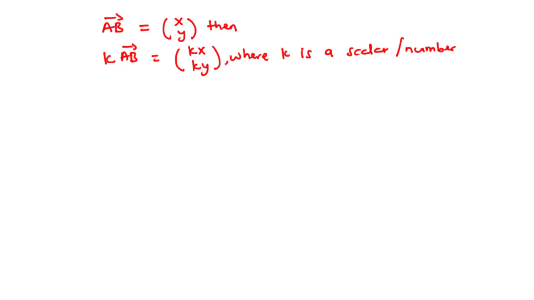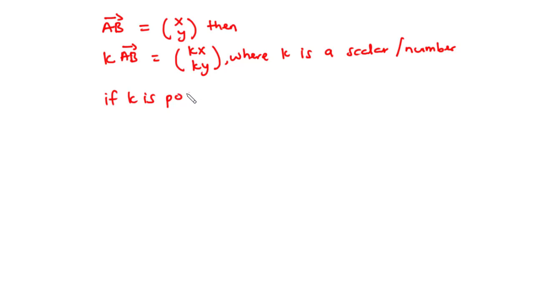So basically, if you want to find the scalar multiple of a vector, you only multiply each of the components of the vector by the scalar. So here we multiplied k by x and then k by y. So this is how to find the scalar multiple of a vector. Now the scalar, which is k, can either be a positive whole number, a negative whole number, or better still, a fraction.